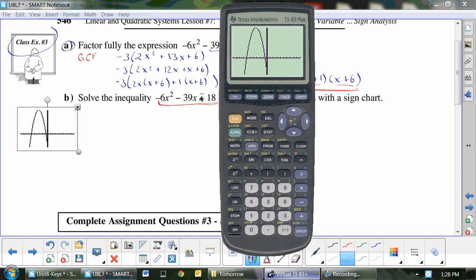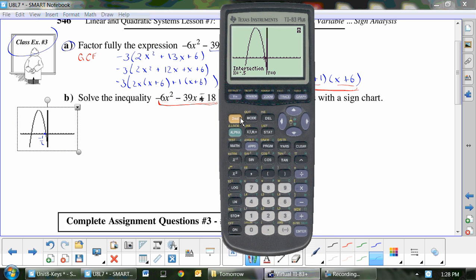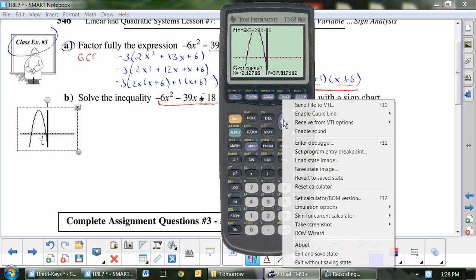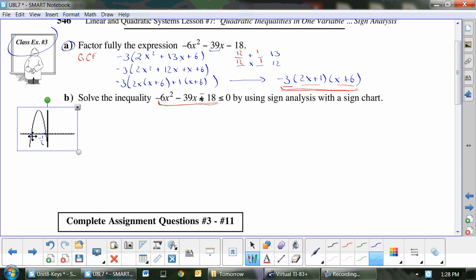Okay, so we want to find our x-intercept, so we go enter, enter, enter, -1/2. Second trace intercept, enter, enter, enter, -6. And then we can look at this and we say, okay, that's perfect because that matches with this and this.